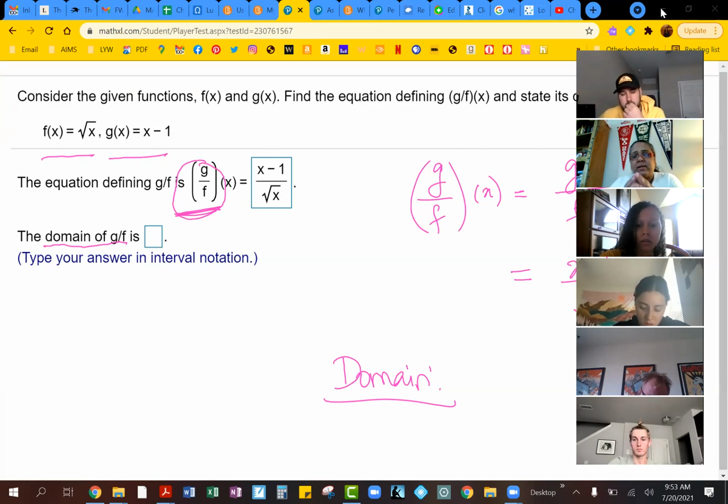Because no matter what, division by 0 is always going to be undefined. So we definitely cannot have a 0 in the denominator. And then what happens with that square root symbol being in the denominator also?